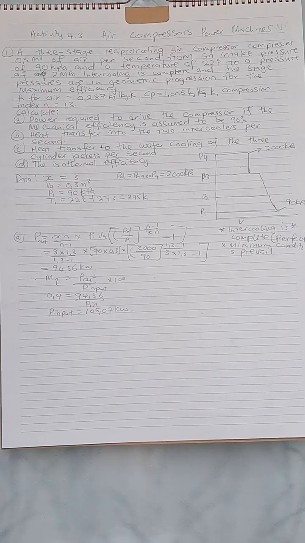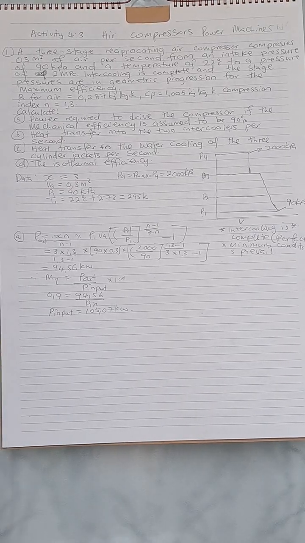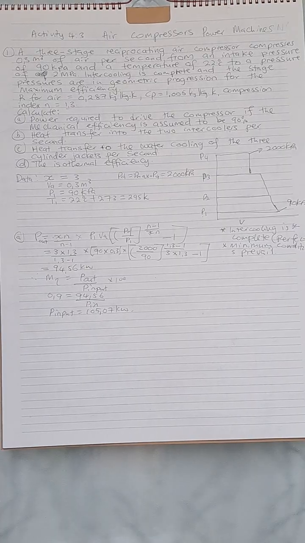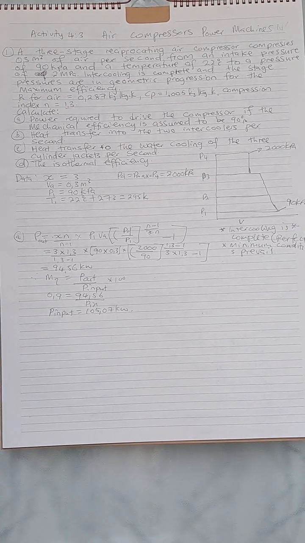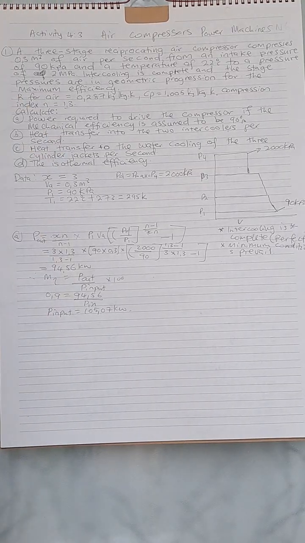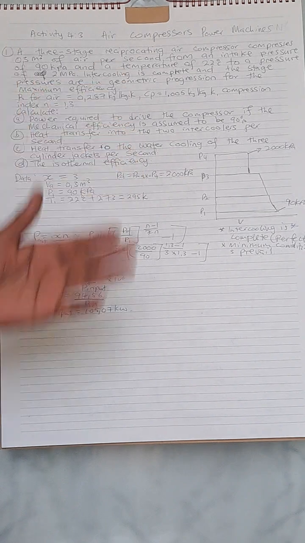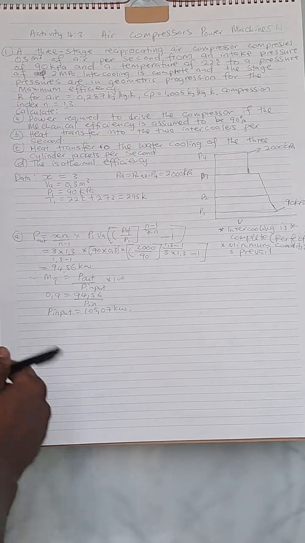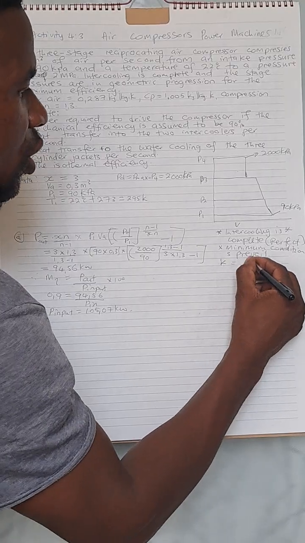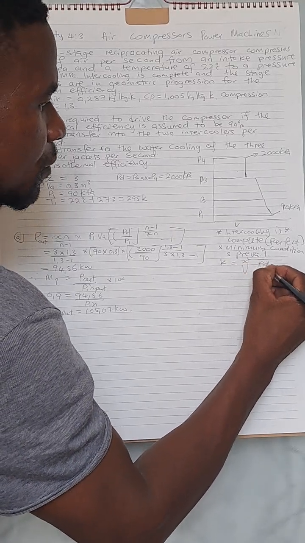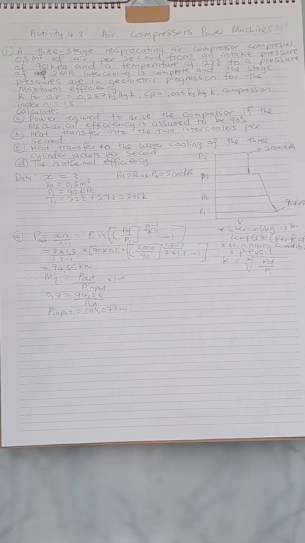Let's go to number B, or maybe before we go to number B, we can come back to this part where they say the pressure ratios are in geometric sequence or progression. Now, because we have our P1, we can get our P2 as well as our P3. But the first thing you need to do here is calculate our stage pressure ratio.